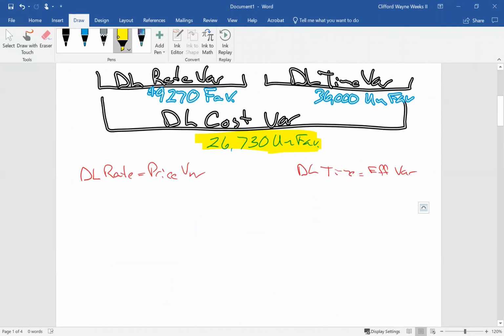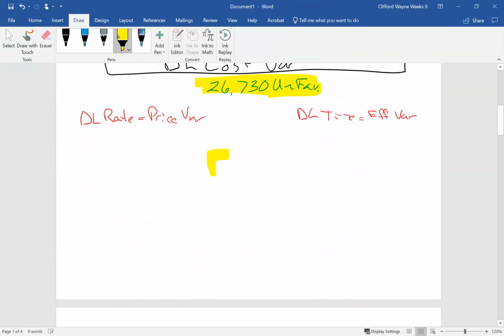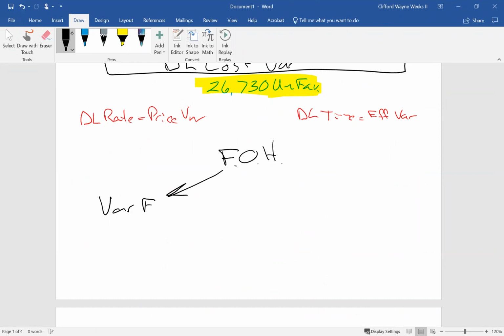However, when we talk about factory overhead, we have two different components. We have the variable factory overhead, and we have the fixed factory overhead. A variable factory overhead is something that we can control.